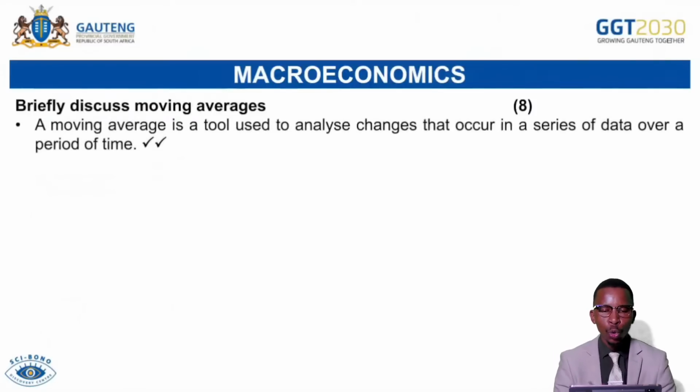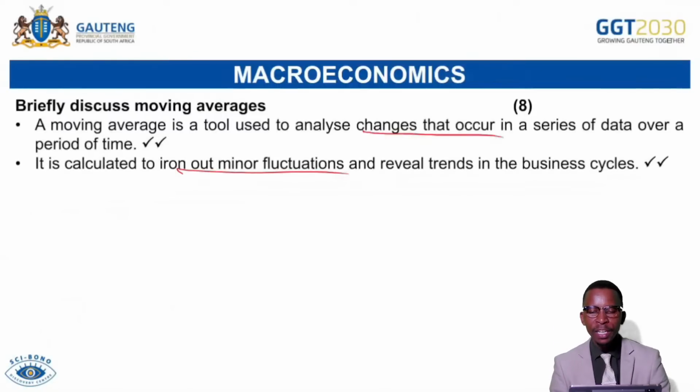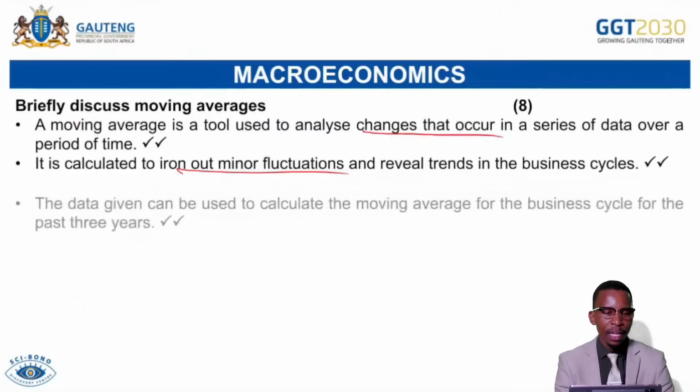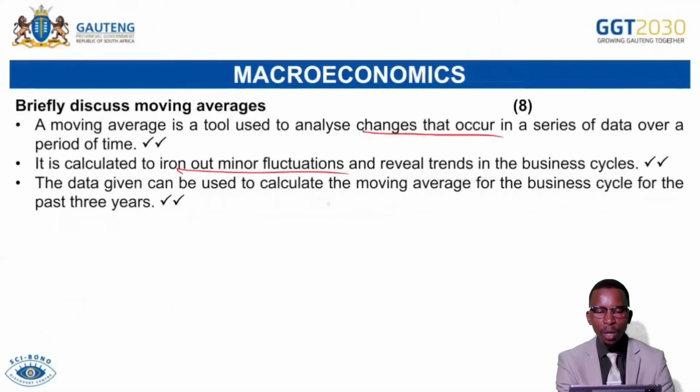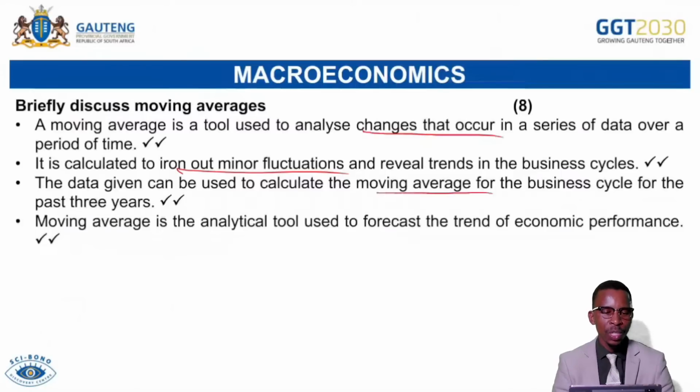Moving average is a tool used to analyze changes that occur in a data series over a period of time in the business cycle. It is calculated to iron out minor fluctuations and reveal trends of the business cycle. The data given can be used to calculate the moving averages for the business cycle for the past 3 years or even 2 years, etc. Even months can be used. Moving average is the analytical tool used to forecast the trend of economic performance.